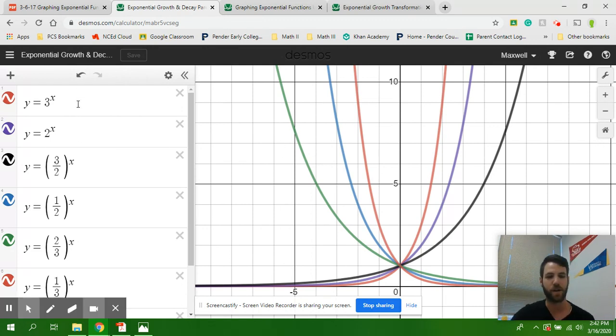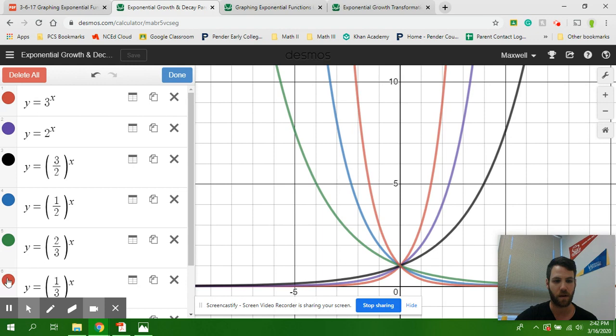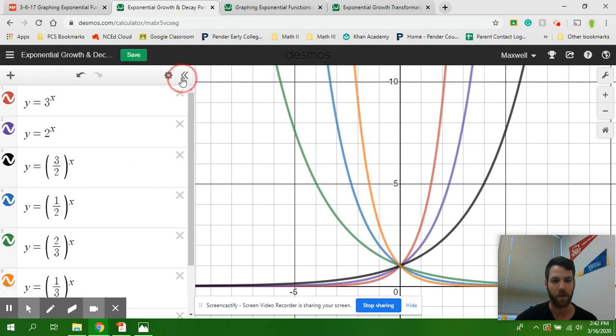In the first three graphs you can see on screen in this Desmos graph, you'll see that they are growth functions. They are the red, purple, and black functions on screen. They are really close to the x-axis on the left and then grow really fast as it goes to the right. The three functions on the bottom of these six, the blue, green, and orange functions, have really big y values on the left and then get smaller and smaller and smaller.